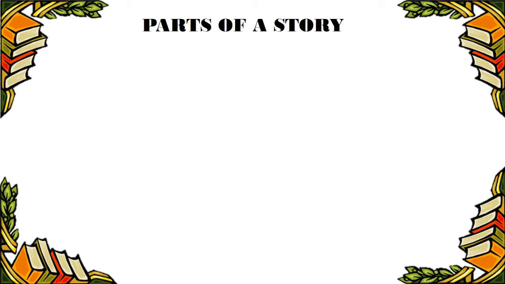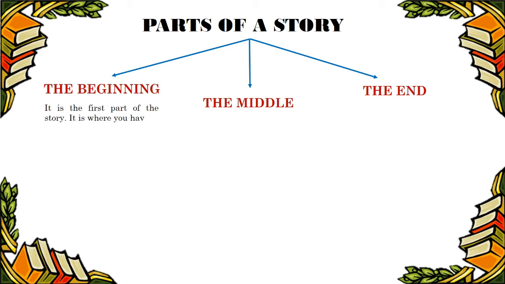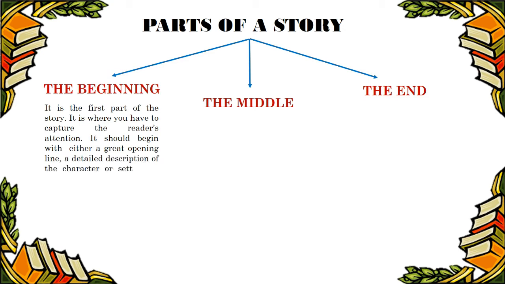For writing an interesting story, we should know about the parts of a story. We should keep in mind these three parts while writing a story. A story should have a beginning, a middle, and an end. The beginning. It is the first part of the story. It is where you have to capture the reader's attention. It should begin with either a great opening line or a detailed description of the character or setting. A good beginning makes you want to read more.